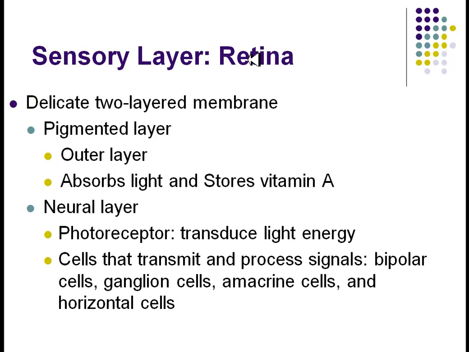The sensory layer, or retina, is made up of the more delicate layers. You have a pigmented layer, the outer layer, that's going to absorb light and store vitamin A. A lot of the pigments we're going to talk about that are sensitive to light and actually start the process of eyesight are synthesized from vitamin A. That's why vitamin A is so important for eyesight, like the retinols. Then the neural layers, where we find our photoreceptors, and these are going to be the rods and cones that are actually going to send the signal for light.